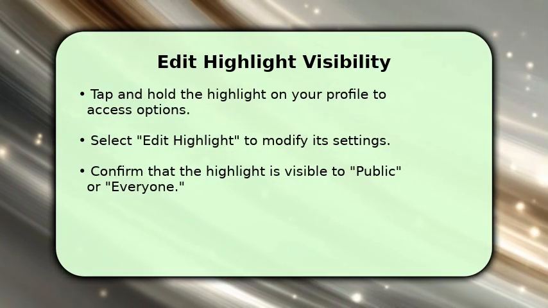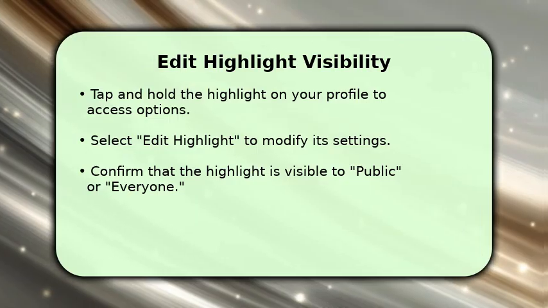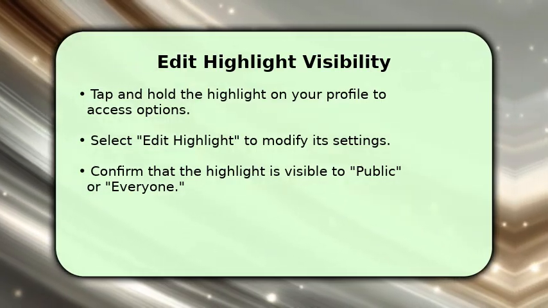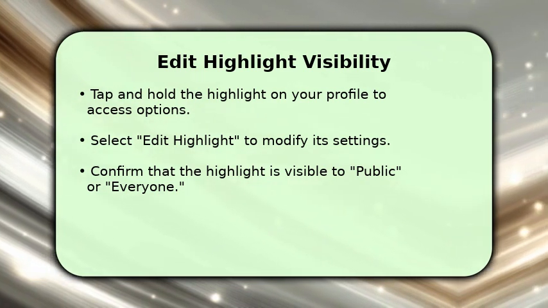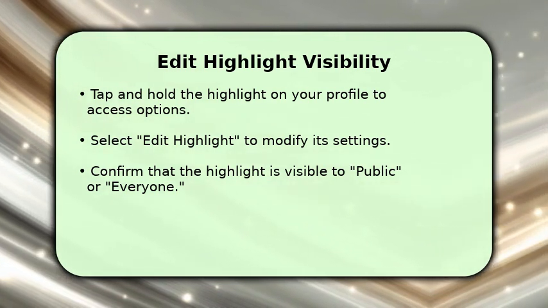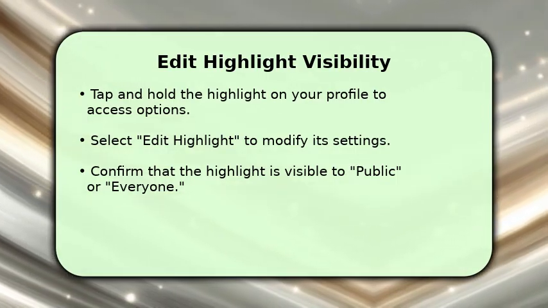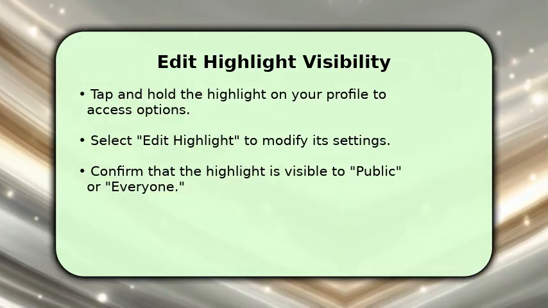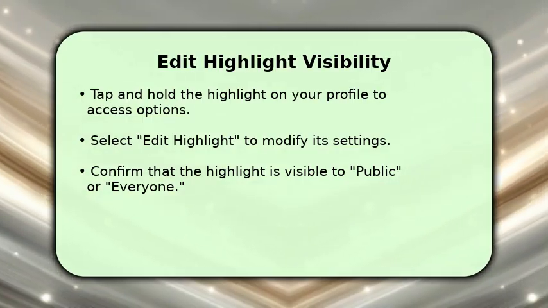If you have an existing highlight and want to confirm its public status, simply go to your profile. Tap and hold the highlight you wish to check. A menu will appear. Select Edit Highlight. Within the editing screen, ensure that the visibility setting is set to Public or Everyone. This confirms that anyone visiting your profile, whether they follow you or not, can view your curated stories.